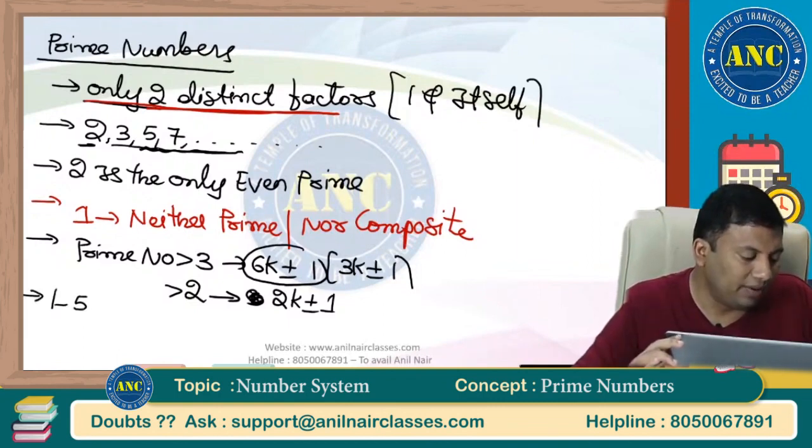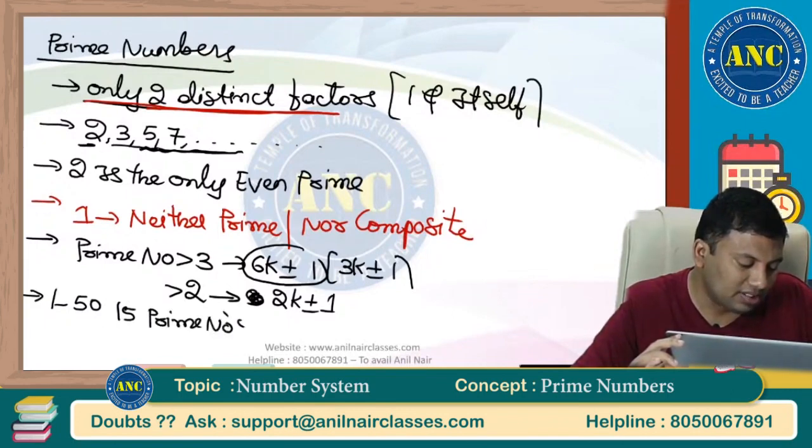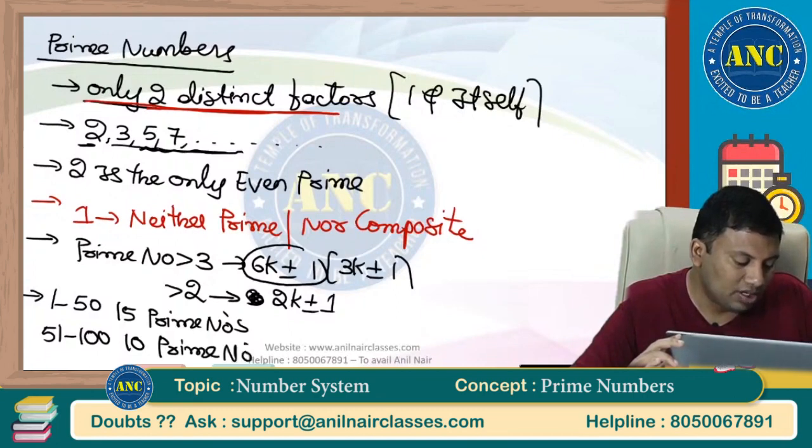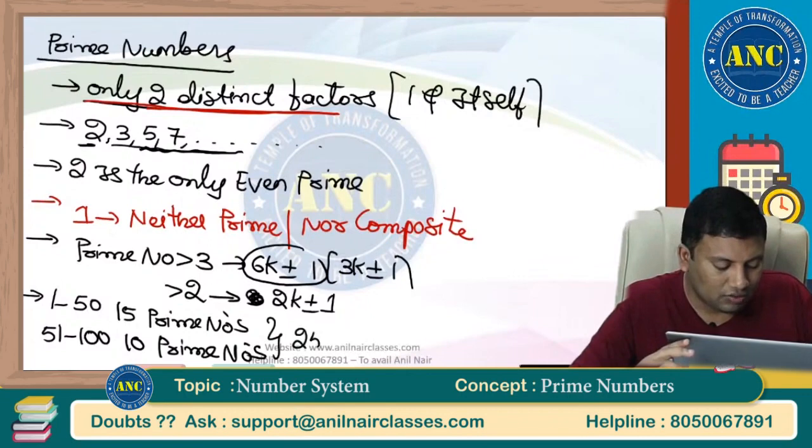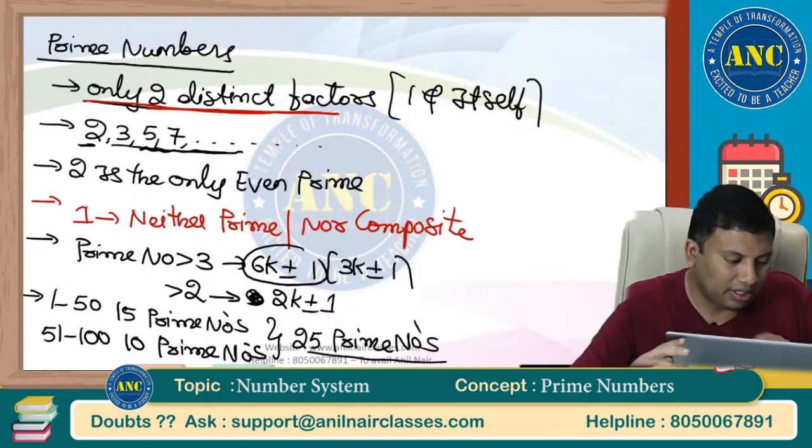From 1 to 50, 15 prime numbers exist. And from 51 to 100, 10 prime numbers exist. Total 25 prime numbers are there from 1 to 100. This is also a very important key point.